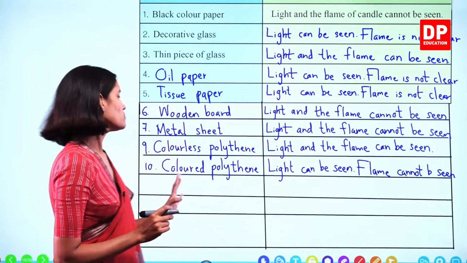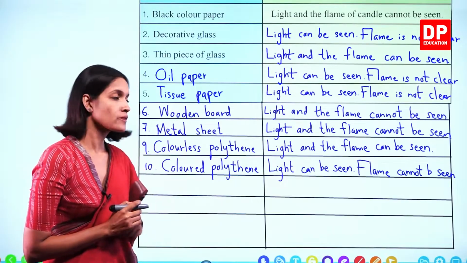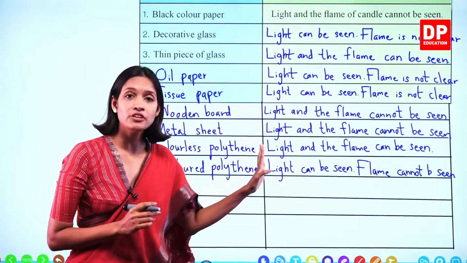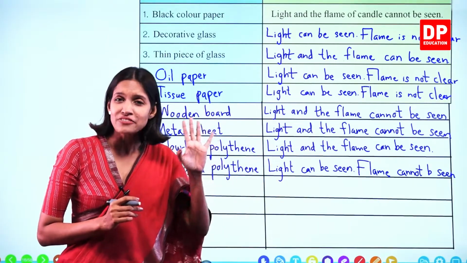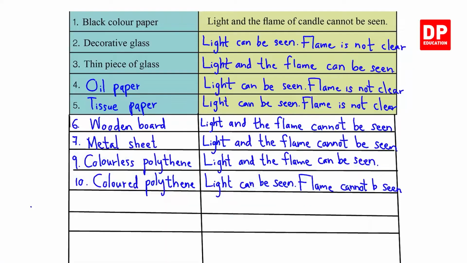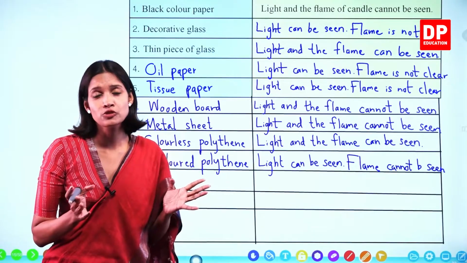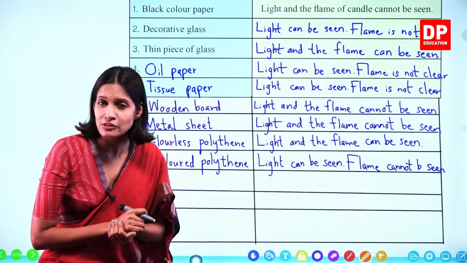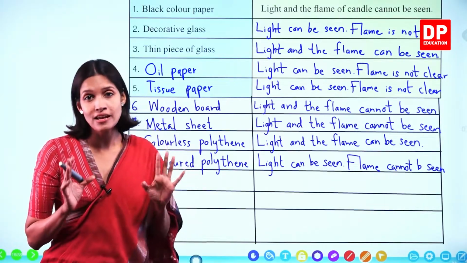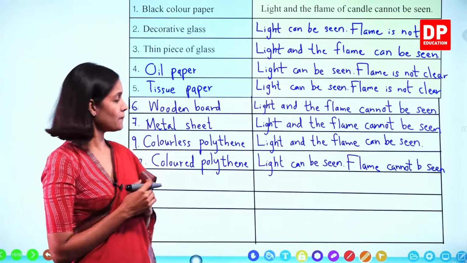Right? What about the piece of newspaper? There also, the newspaper we used, we could see the light very lightly. It actually depends, children. If we use a dark color, sometimes we can't see the light too. So because we used the light color newspaper, we could see the light but not the flame through it, okay?